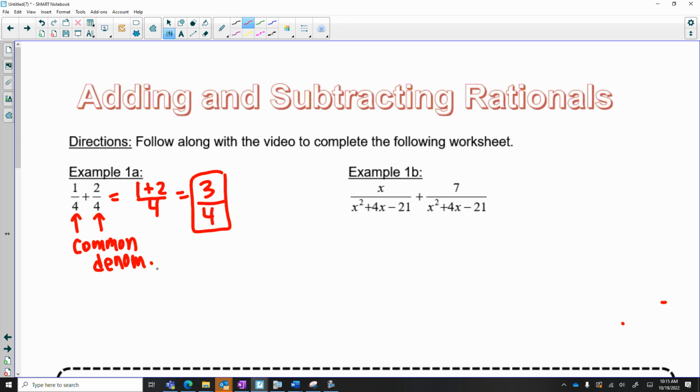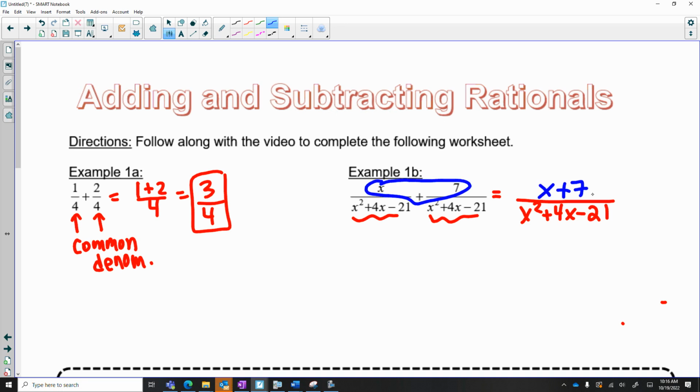So similarly here, example 1b, we have x values, and it's the same kind of thing here. We have a quadratic denominator, and we have the same denominator. So because they're the same denominator, you're allowed to keep the denominator, which is x squared plus 4x minus 21, and then you just add or subtract across the numerator. So we have x plus 7. And that's nice because now it's combined into one fraction.